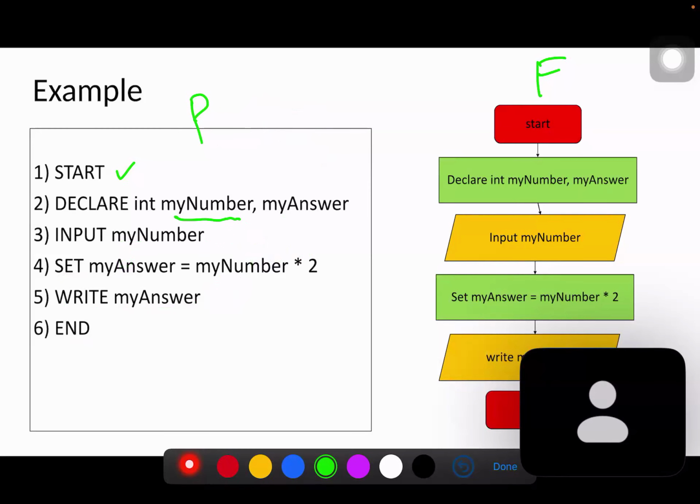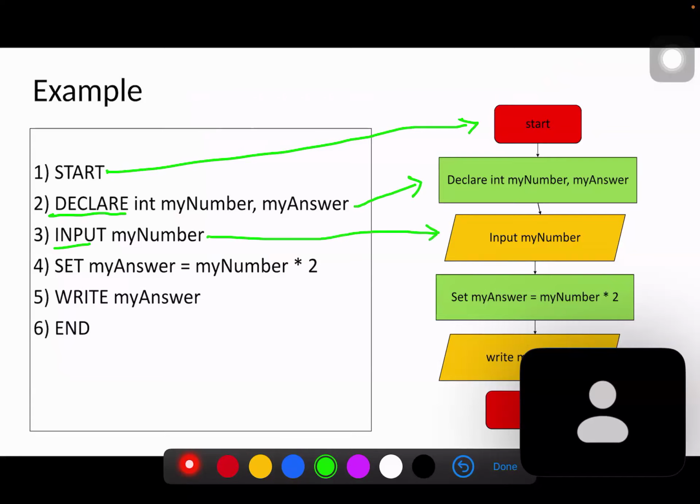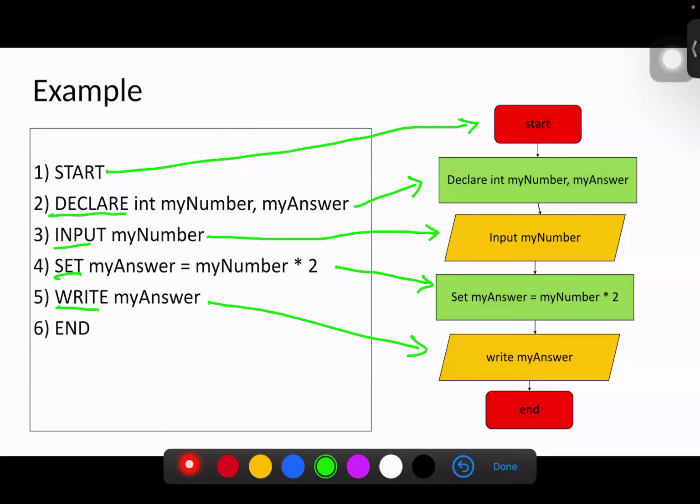So over here, let's look at the relationship between the pseudocode and the flowchart. Notice that every line of the pseudocode has a corresponding flowchart shape. So the start will run all the way to here. That shape represents start. Then declare is a process, so this shape is a rectangle. Then input is a parallelogram. Then set is a process, so this shape is a rectangle. Then write is a parallelogram. Then the last but not the least is the end, so this shape is the end. Are we okay?